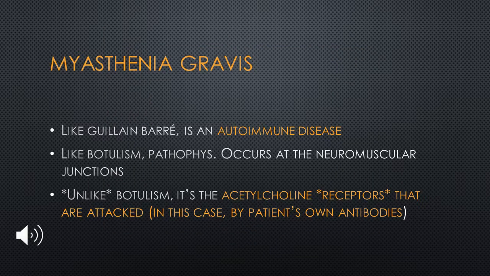All right, so now we're going to move to our second example. It's myasthenia gravis. Like Guillain-Barré, it's an autoimmune disease. And like botulism, the pathophysiology occurs at the neuromuscular junctions. But unlike botulism, whereas botulism inhibits the release of acetylcholine, myasthenia gravis attacks the acetylcholine receptors on the muscle cells. So now you can release as much acetylcholine as you want, but the muscles just don't have the receptors to read that message.